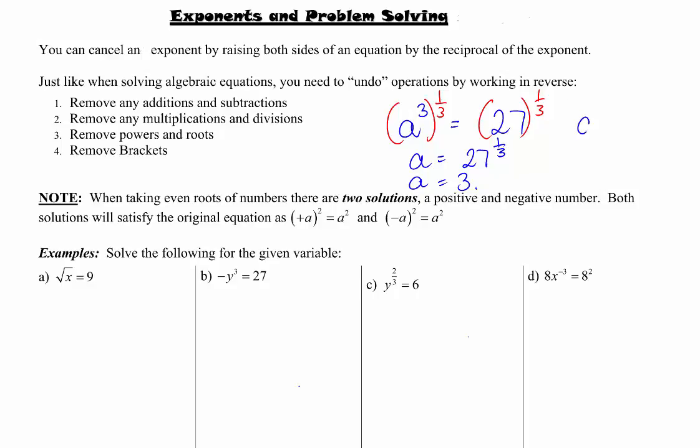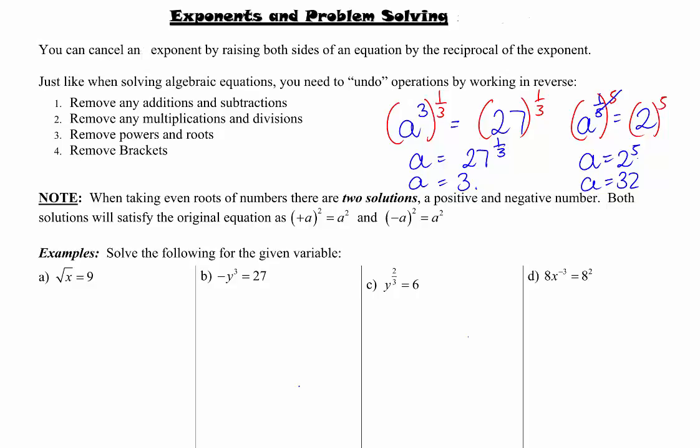So if I knew that a to the 1 over 5 was equal to 2, then to find a, I'd put both sides to the power of 5. 1/5 times 5 is 1, so I'm left with a equals 2 to the power of 5, which I can evaluate. 2 to the power of 5 is equal to 32.